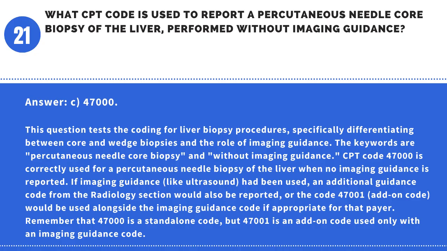The keywords are percutaneous needle core biopsy and without imaging guidance. CPT code 47000 is correctly used for a percutaneous needle biopsy of the liver when no imaging guidance is reported. If imaging guidance, like ultrasound, had been used, an additional guidance code from the radiology section would also be reported, or the add-on code 47001 would be used alongside the imaging guidance code if appropriate for that payer. Remember that 47000 is a standalone code, but 47001 is an add-on code used only with an imaging guidance code.